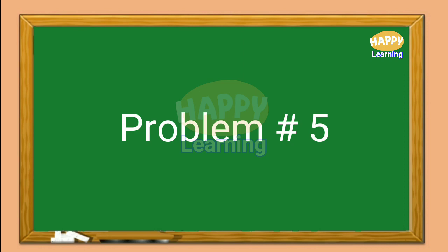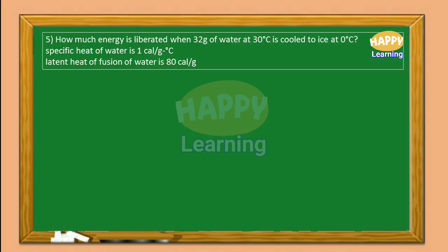Problem number 5. How much energy is liberated when 32 grams of water at 30 degrees Celsius is cooled to ice at 0 degrees Celsius? Specific heat of water is 1 calorie per gram per degree Celsius. Latent heat of fusion of water is 80 calorie per gram.